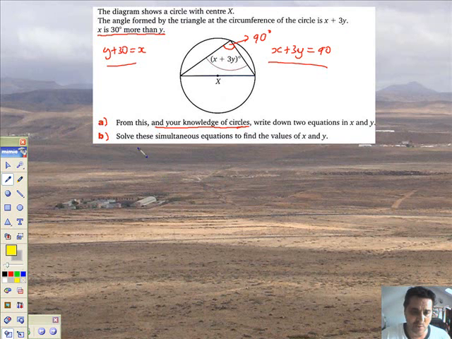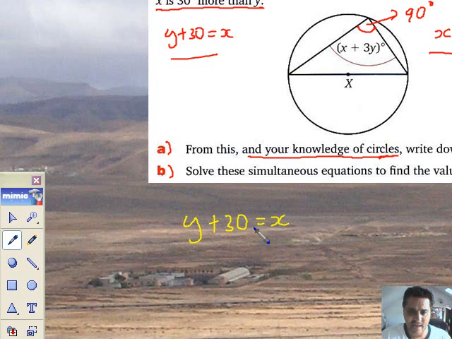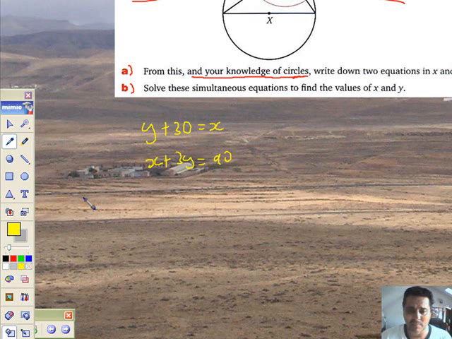Now we should do some solving. Let's write them here first. I've got y plus 30 is x, and I've got x plus 3y is 90. Well, straightforward. Look, I can see that x is y plus 30, so why not take the y plus 30 and shove it right there where the x is? So I will do that. So I've got y plus 30, that's x, plus 3y is 90. Altogether, 4y plus 30 is 90.